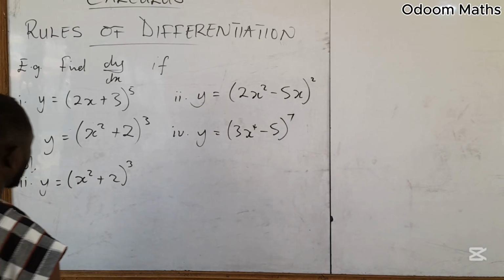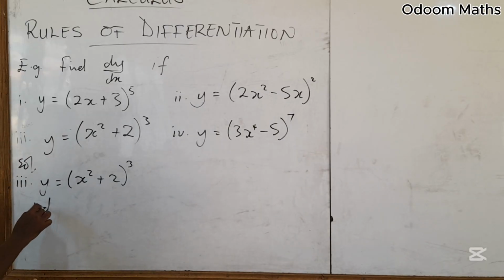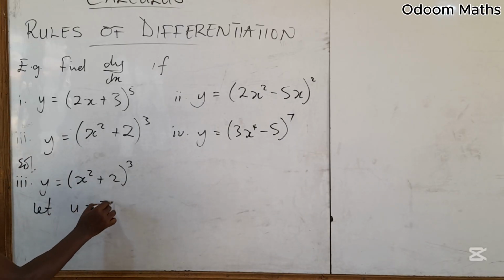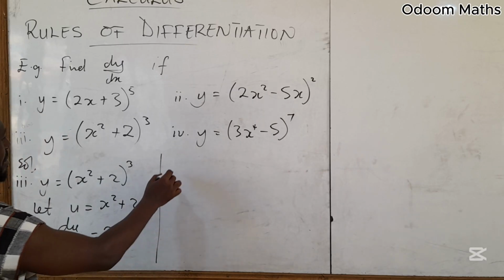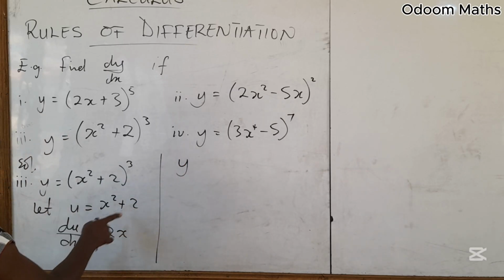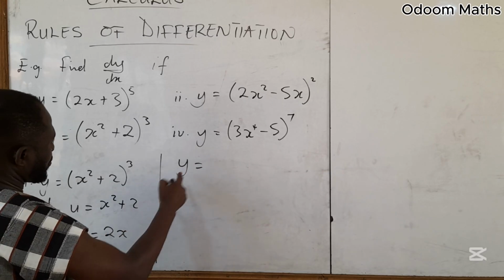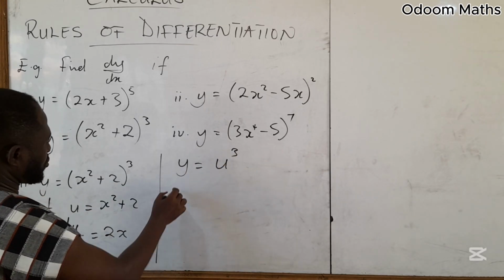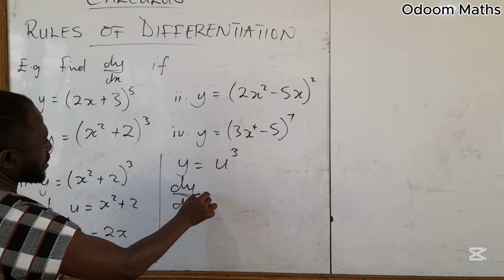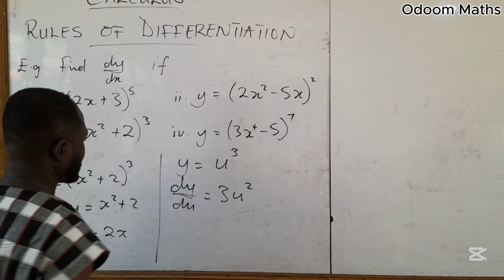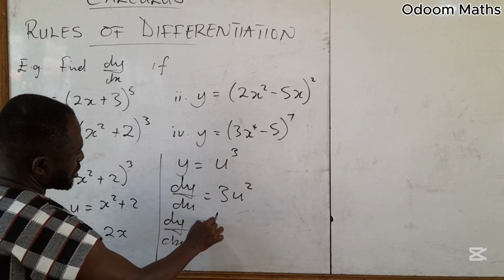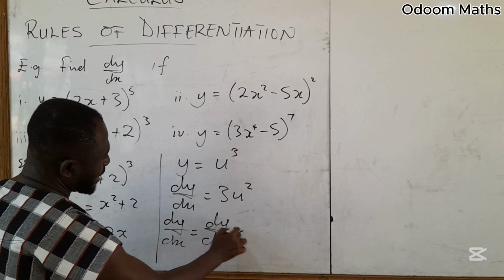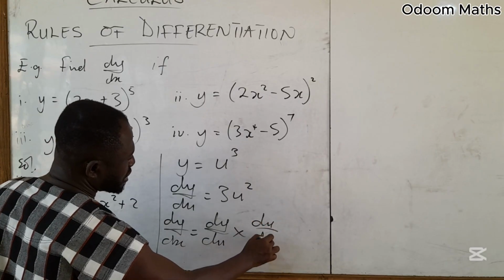Okay, so for the third example, we let u equal what's in the bracket, x squared plus 2. So my du/dx becomes 2x. Then if u is equal to x squared plus 2, then it means my y is equal to u to the power 3. So dy/du becomes 3u squared. Okay, so my dy/dx is now dy/du times du/dx.